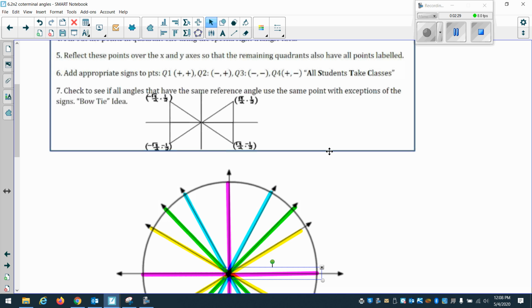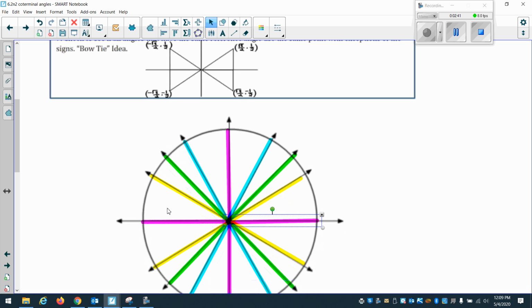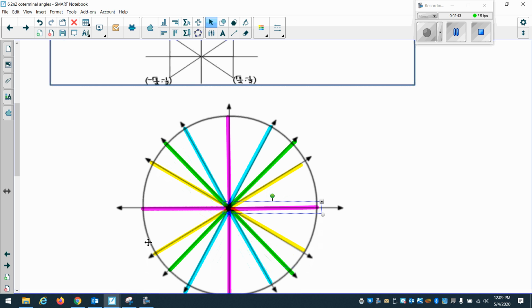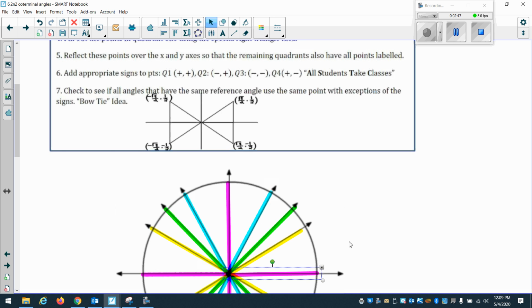This means which trig function is positive. So sine, cosine, and tangent are all positive in the first quadrant. Sine is positive in the second quadrant. Tangent is positive in the third quadrant, and cosine is positive in the fourth quadrant.